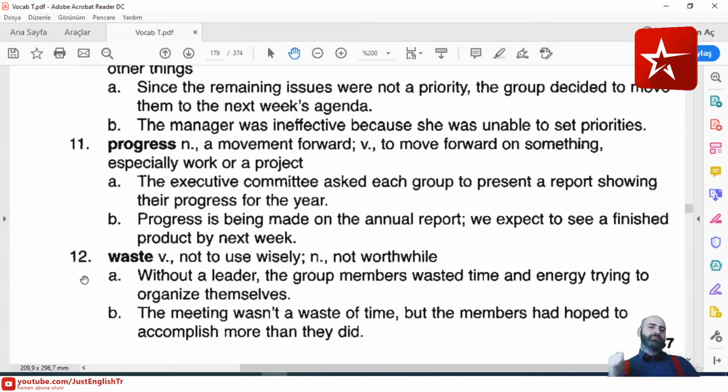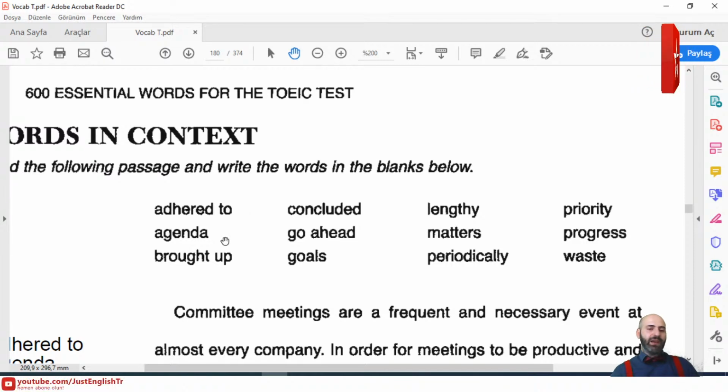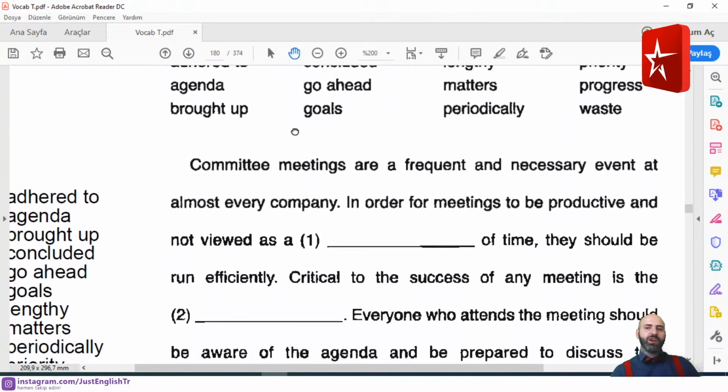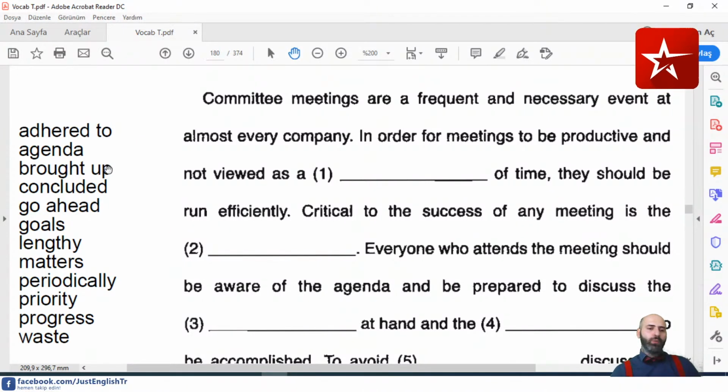Exercise will be good. Okay, let's do it. Thank you, Mustafa. So again, we will do same kind of exercise like first lesson. We have got 12 words and it's gap filling exercise. We need to put correct words in the correct places. Our words are adhered to, agenda, brought up, concluded, go ahead, goals, lengthy, matters, periodically, priority, progress, and waste. Let's start reading the text and do the exercise.